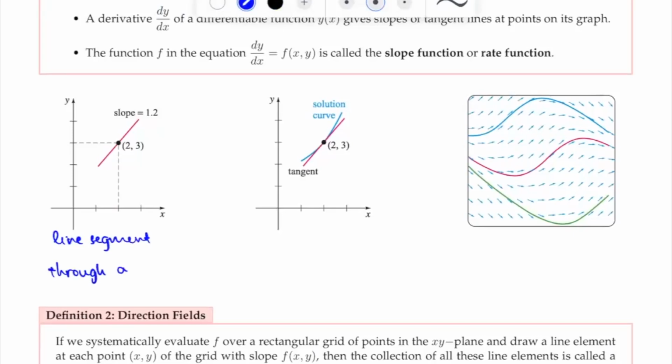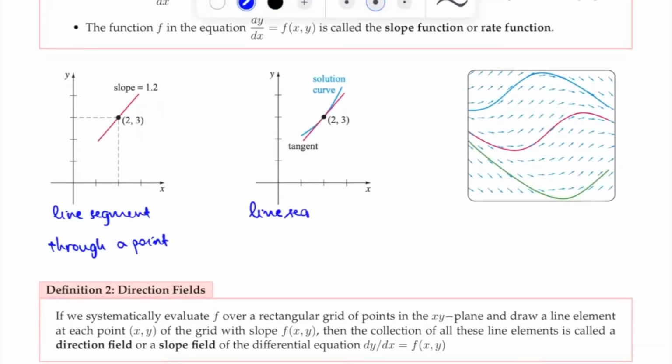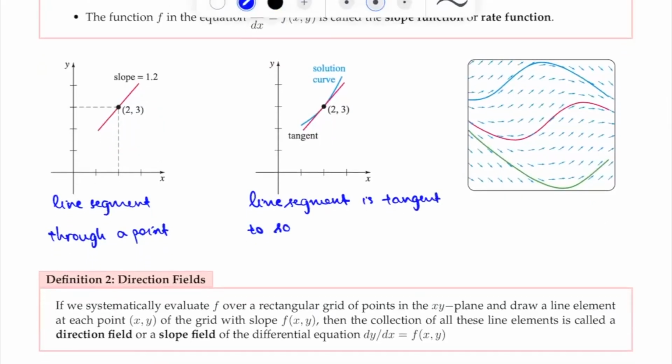through a point. But with this line segment, you know the slope. And this slope will correspond to the tangent line that is tangent to the solution curve of the differential equation under consideration. So this one is the line segment. The line segment is tangent to a solution curve that passes through a point. Okay. So that's how you actually graph the differential equation, or more specifically, the direction field of the differential equation.